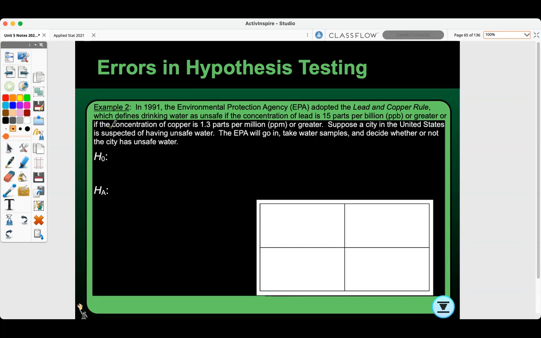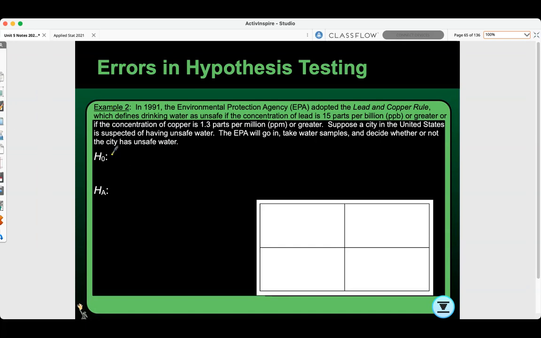So our null hypothesis is the water is safe. The alternative hypothesis is the water is unsafe. You can use words synonymous with this, like fine and bad. That's fine. So here, remember across the top is the truth. This is unknown to us.